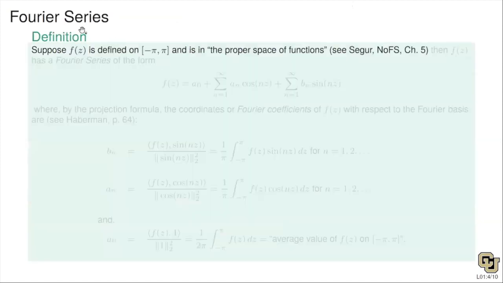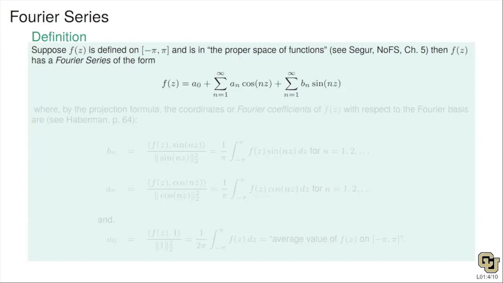So here's the definition of a Fourier series. If you accept that we do have this orthogonal Fourier basis of the continuous functions, then by the previous result, the projection formula, because of orthogonality, we can create a Fourier series out of a function using those formulas.